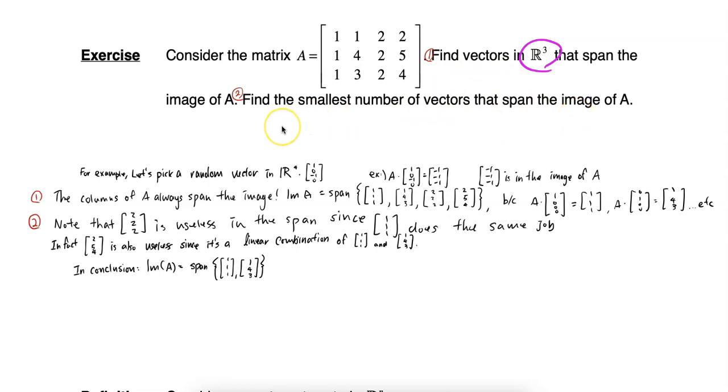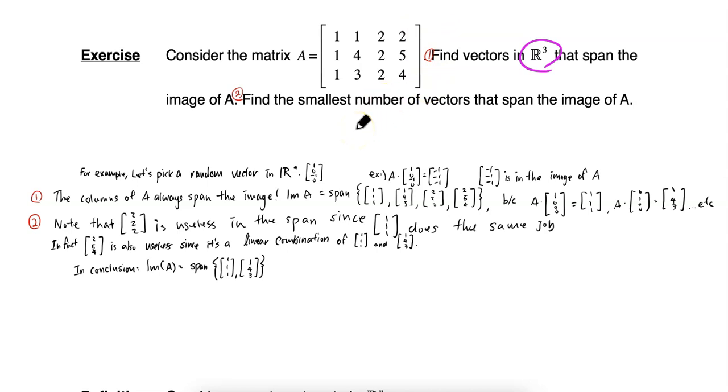If we pick a random vector in R4, the vector 1, 0, negative 1, 0, we can proceed to doing A times that vector x. So A times 1, 0, negative 1, 0 gives negative 1, negative 1, negative 1. You can check quickly. What that means is that the vector negative 1, negative 1, negative 1 is in the image of A, right? Because we can reach it using a certain vector in the original space.